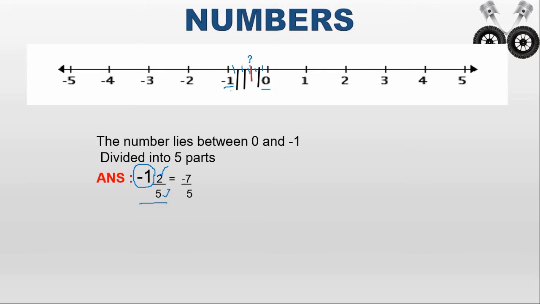Now the mixed fraction is converted into an improper fraction. So 1 into 5, 5, then 5 plus 2, 7. So 7 by 5. What is the sign given here? It is the negative sign. So the answer is -7 by 5.